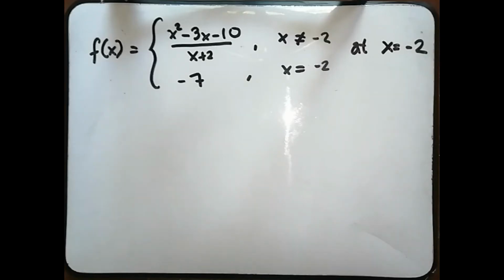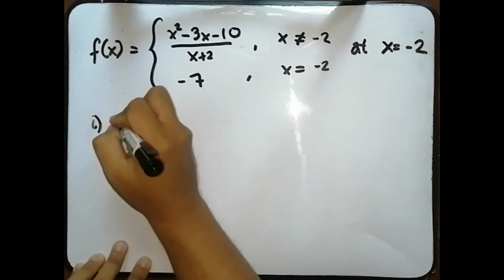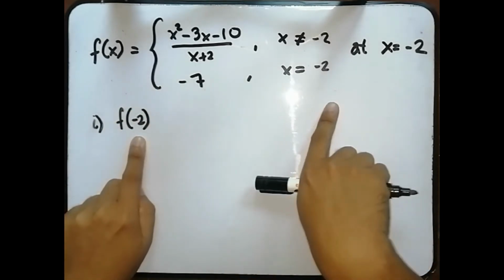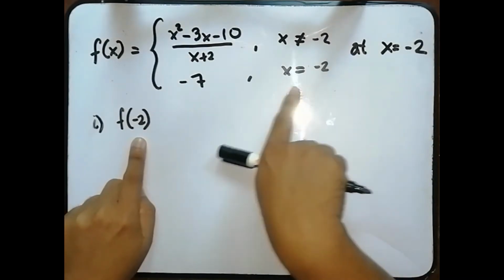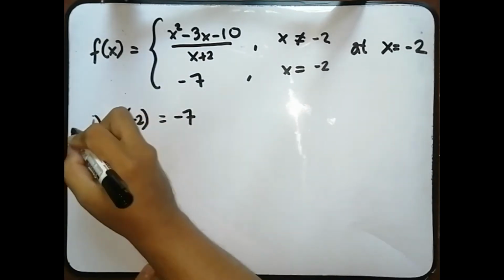Let's determine if the piecewise function (x squared minus 3x minus 10) over (x plus 2) whenever x is not equal to negative 2, and negative 7 whenever x is equal to negative 2, is continuous at the point x equals negative 2. So first criterion, check muna natin kung f of negative 2 exists. So since f of negative 2 ang hinahanap natin, gamitin natin yung x equals negative 2. So eto siya. So we have negative 7. So check.